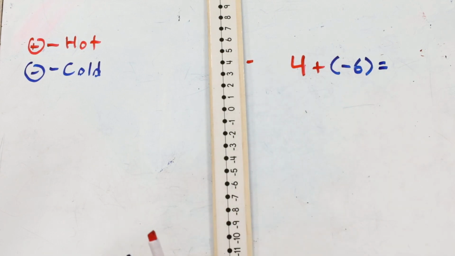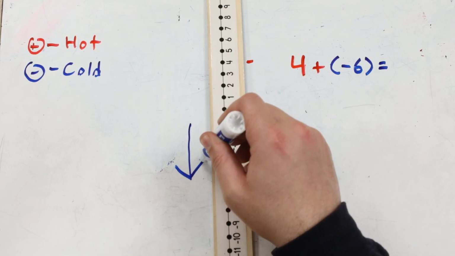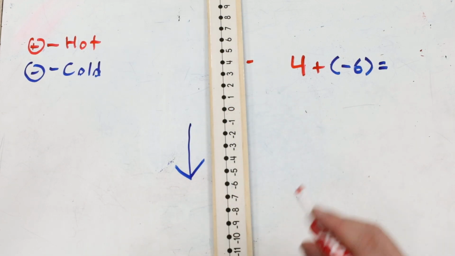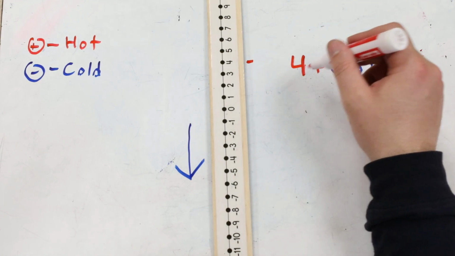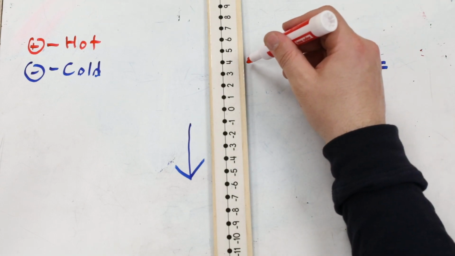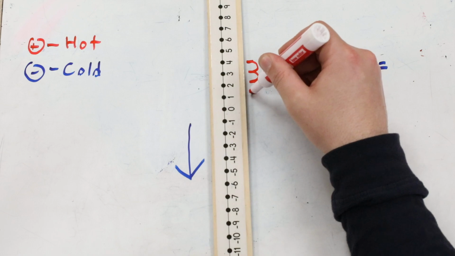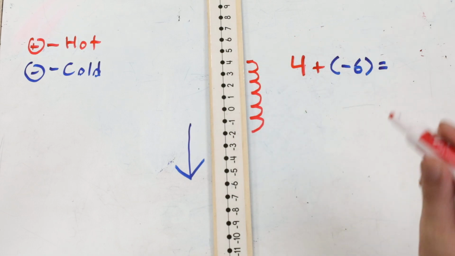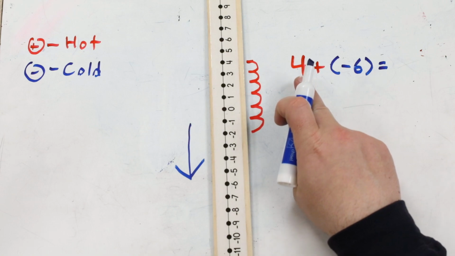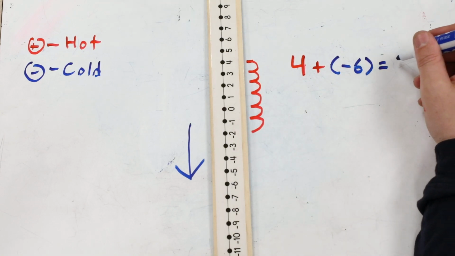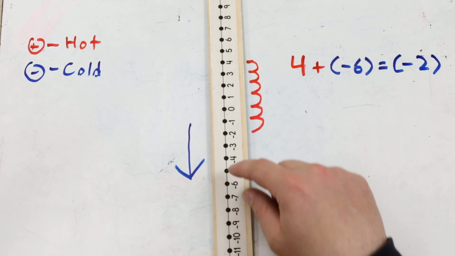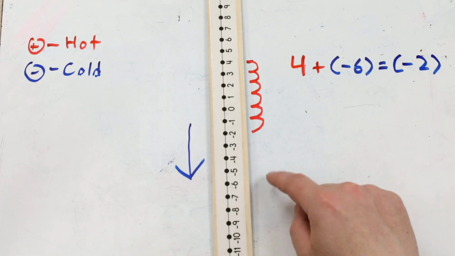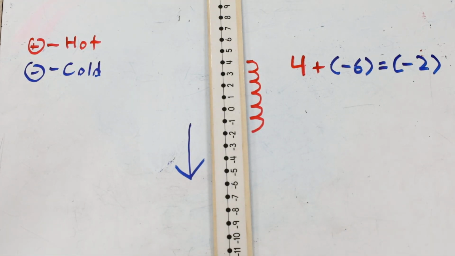So if we're adding in colds, our temperature is going to get cooler. And so I can use my number line to help me answer this question. So I can start on 4, and I know it's going to get cooler by 6. So 1, 2, 3, 4, 5, 6. So now I can see that 4 plus -6 is equal to -2. And so thinking about hot and colds and using a number line vertically like a thermometer can really help us answer adding integer questions.